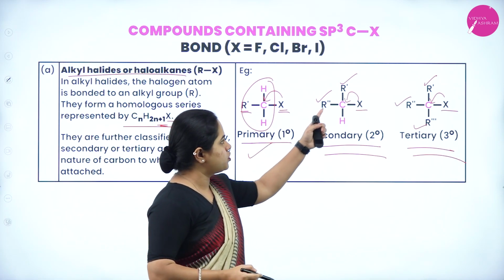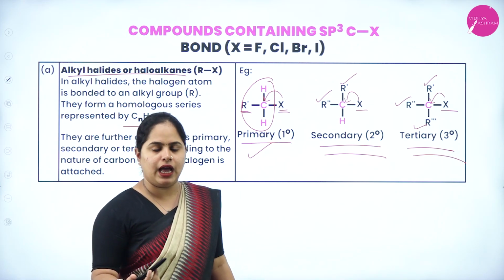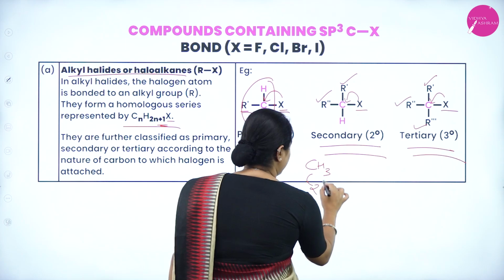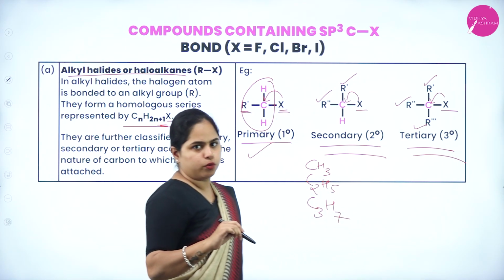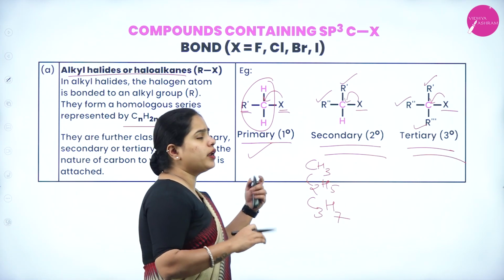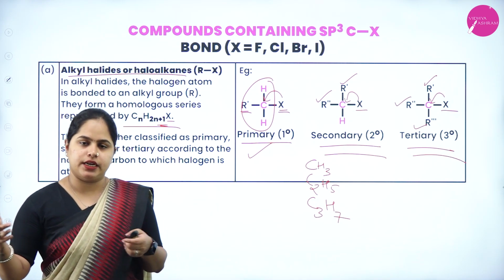So don't be confused with the R which is written there. It is for the other alkyl groups. It can be any alkyl group. What are alkyl groups? It can be CH3, C2H5, C3H7, any alkyl group, which is derived from their respective alkanes. So according to how many alkyl groups are present, we can classify it as primary, secondary or tertiary.